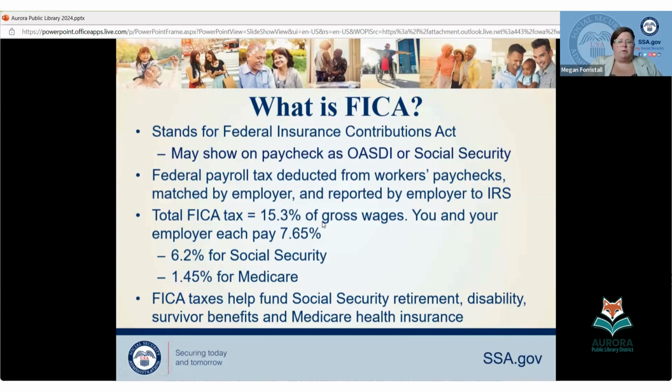With Social Security, you have a max amount we tax every year for Social Security taxes, but we keep going on Medicare taxes. So you continue to pay Medicare taxes on all of your wages. Total FICA taxes is 15.3% of your gross wages. And what this is doing when we're paying in now is helping fund Social Security, retirement, disability, survivors, and Medicare insurance.